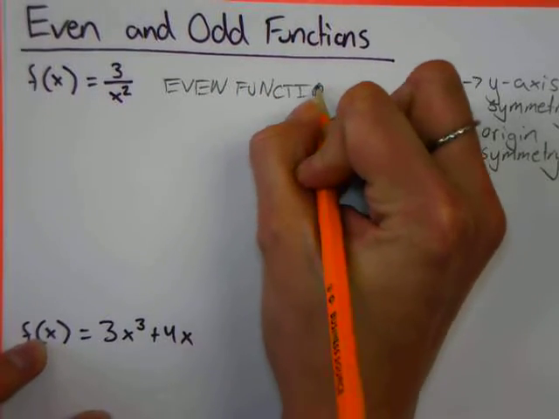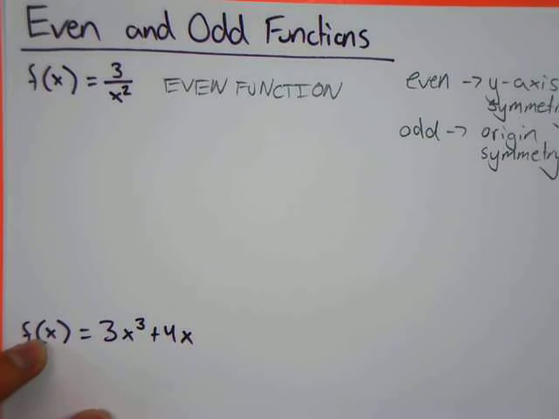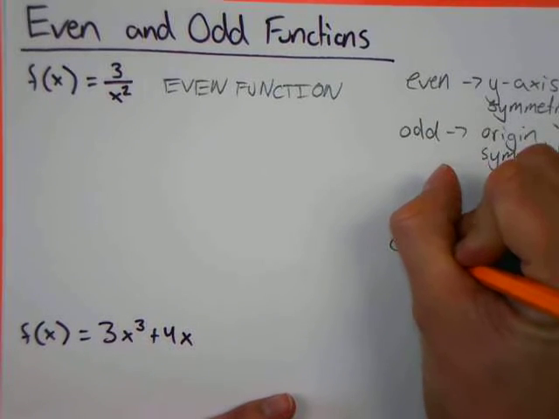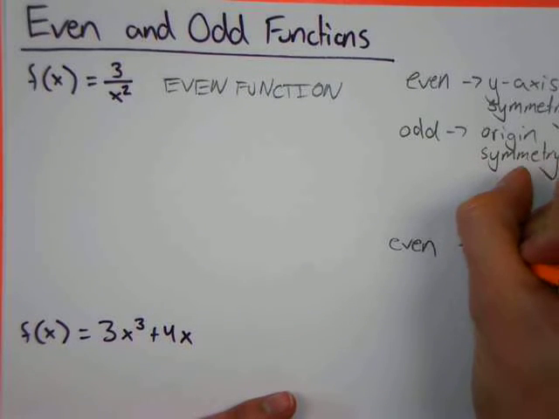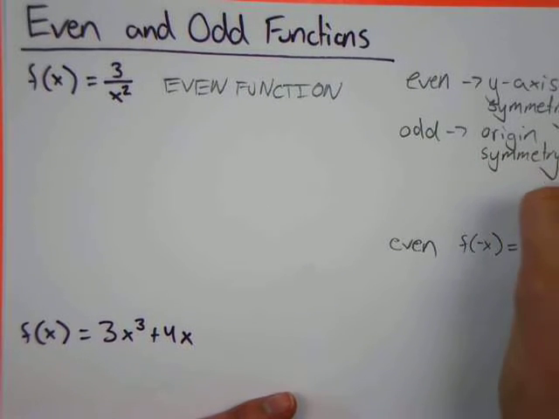So I've got my claim here that I think this is an even function, but a lot of times we're going to be asked to prove or to justify algebraically that something is either even or odd. So let's think about the definition of an even or odd function. An even function, we know that f of negative x is equal to f of x.